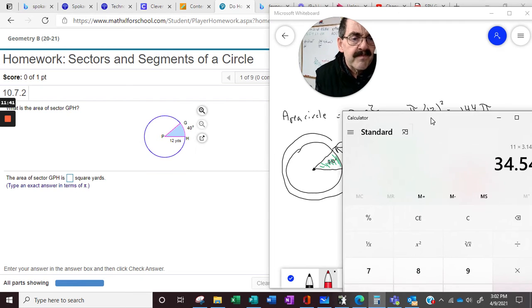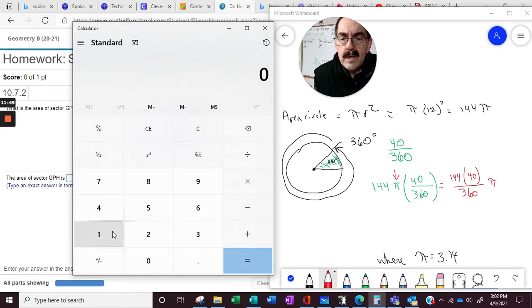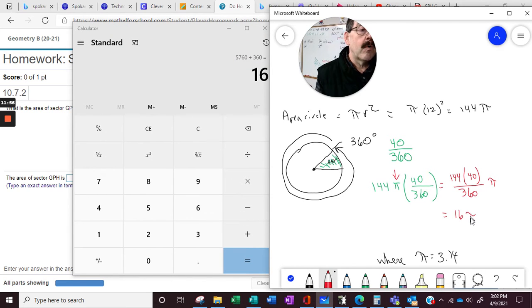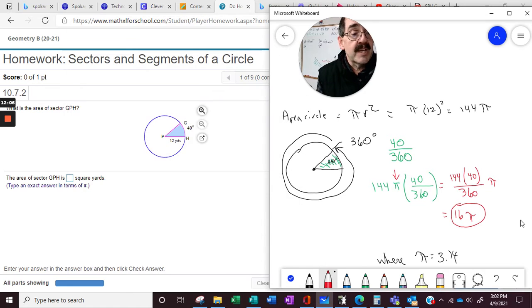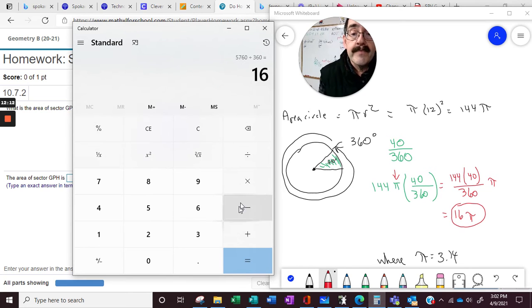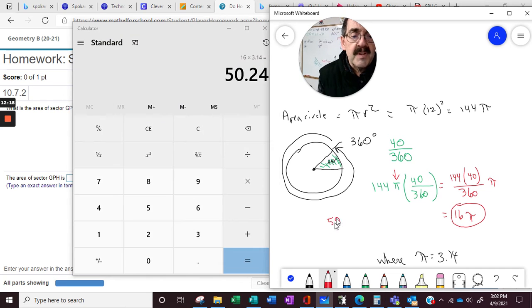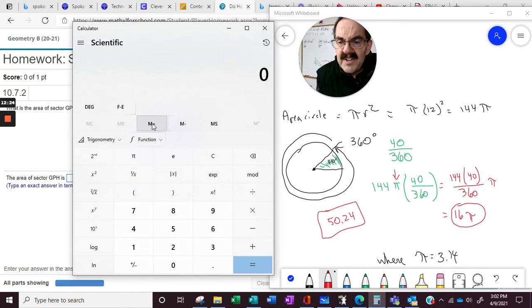So let's see what we get here. Clear. 144 times 40 divided by 360 is 16 pi. Okay? Now, don't worry about finishing the problem. You see how long this one took. Also, don't worry about getting the question completely right, because if you don't realize this pi, and let's say we type in times pi 3.14, if we type in 50.24, I'll know where you got it. No problem.